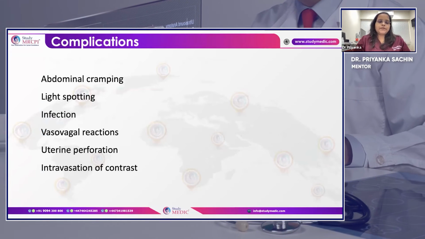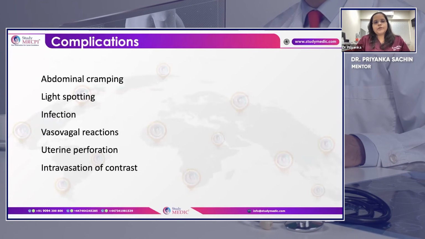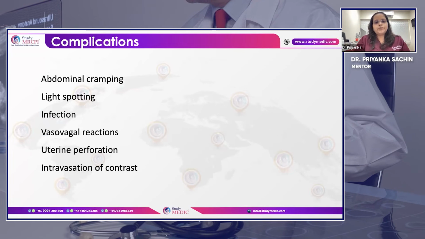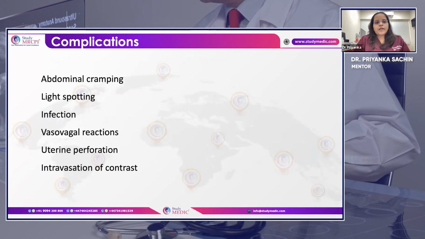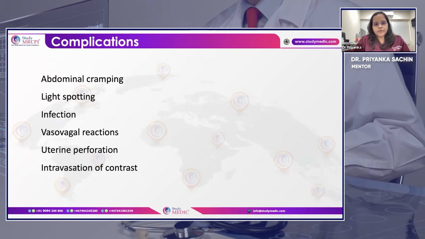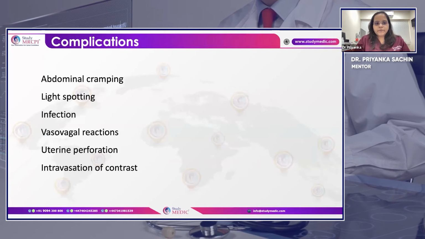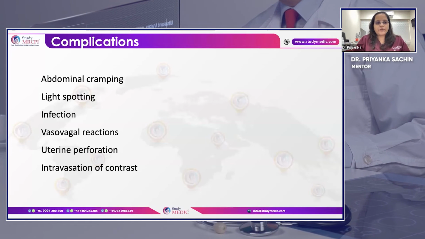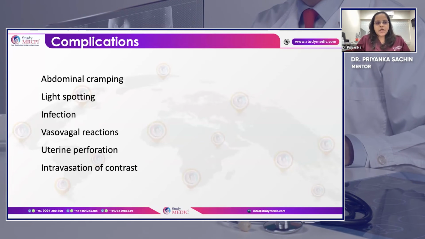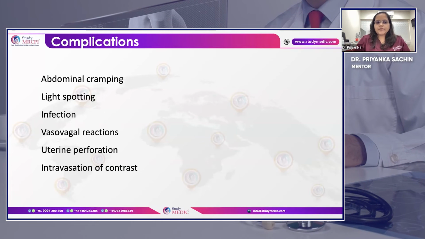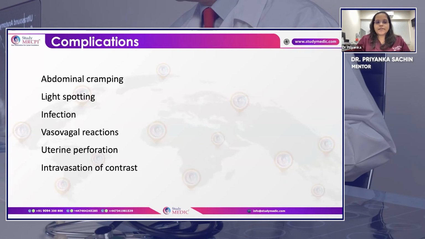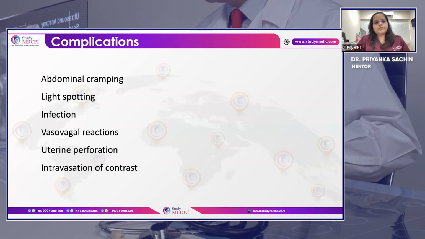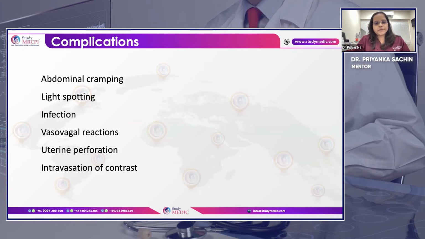So what can be the complications after having an HSG? These are the frequent ones: mild abdominal cramping, which can be there due to injection of the contrast, which can irritate the uterine muscle. Also there can be light spotting. Also sometimes there can be infection, especially in those who have any previous foci of infection. Also there can be a risk of vasovagal reactions, especially when the cervix is held by the tenaculum. And when the cannula is inserted through the cervix, at that time vasovagal reactions can occur.